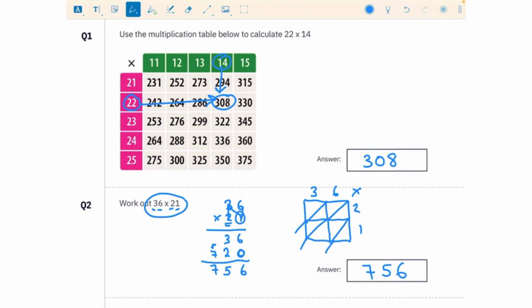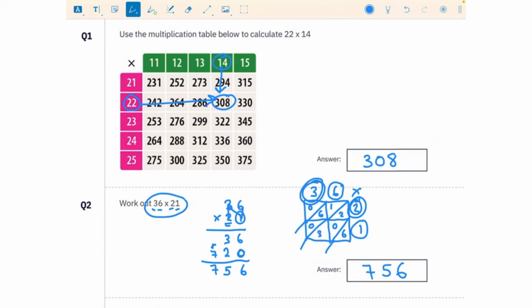And then all we're going to do is the number at the top times the number at the side. So 6 times 2 is 12. 6 times 1, to go down here, is 6. So we're going to put 0, 6. 3 times 2 is 6. So we're going to put 0, 6. And 3 times 1 is 3. So we're going to put 0, 3.